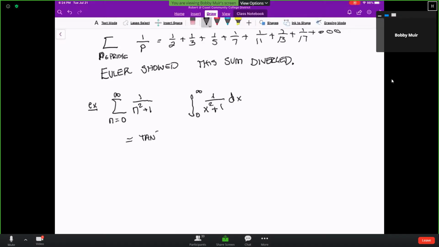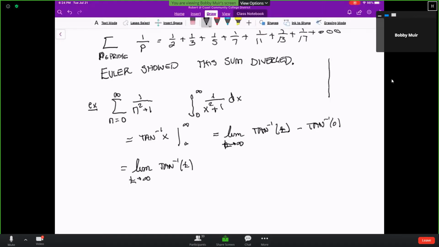And this stuff has just got to roll off your tongue at this point. That's the tan inverse of x evaluated at infinity and at 0. And so this is going to be the limit as, let's say, t goes to infinity of the tan inverse of t minus the tan inverse of 0, which is just 0. Okay, so what is the limit as t goes to infinity of the tan inverse of t?